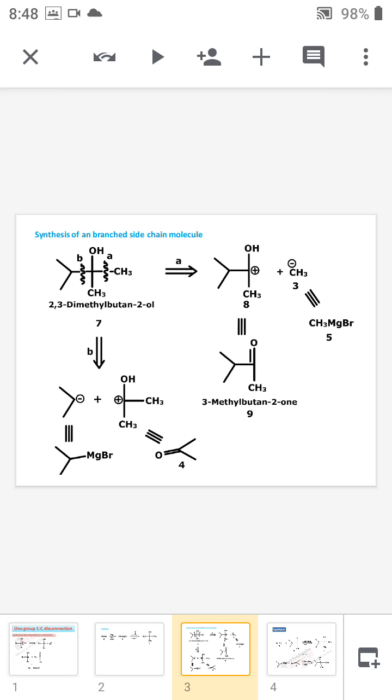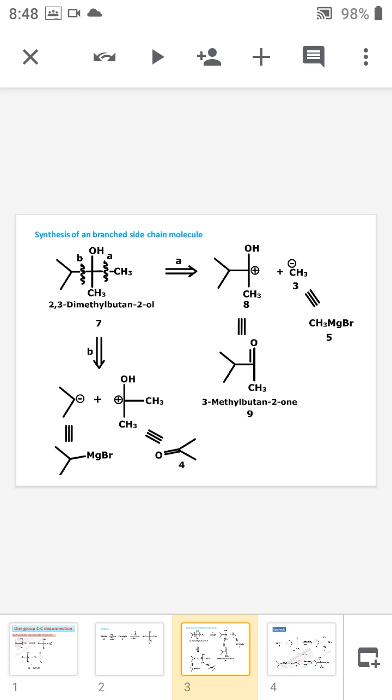So here the speciality of the alcohol is that one of the substituents of the alcohol is branched. So how will you prepare this target molecule? In this retrosynthetic analysis, we have to remember that if the target molecule is a tertiary alcohol, one of the starting materials must be a ketone and the other one must be a Grignard reagent.